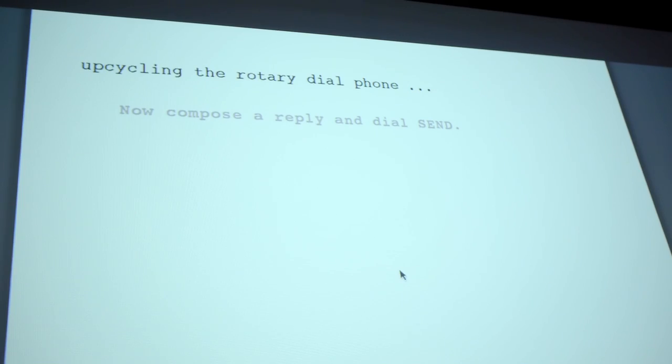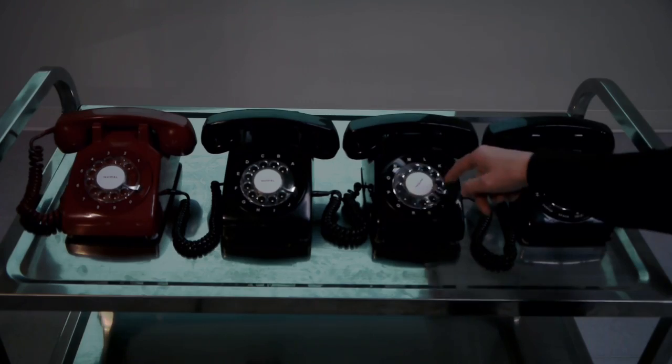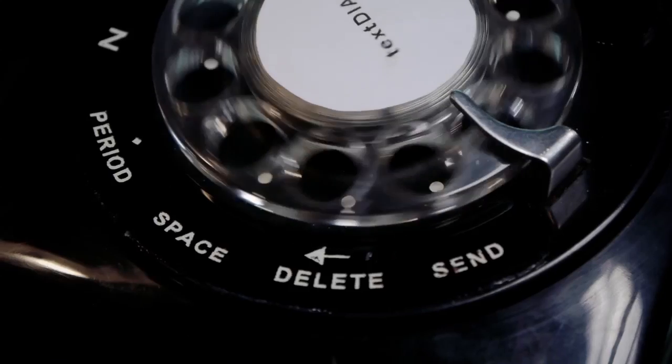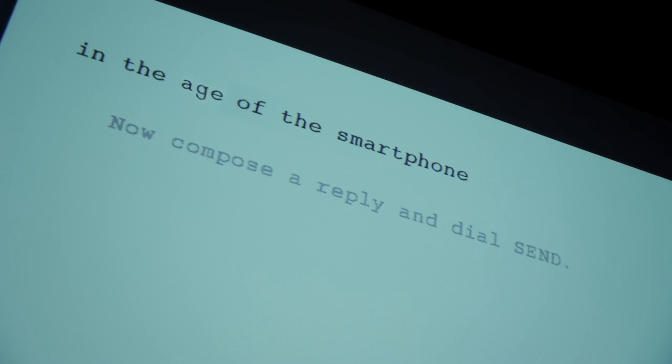Textile is a prototype for texting. It uses 4 phones for numerals from 1 to 10, 26 letters of the alphabet, and a few extra for period, space, delete, and send.